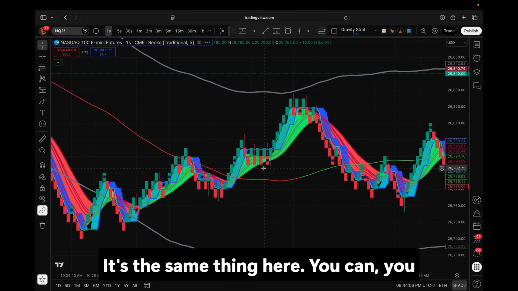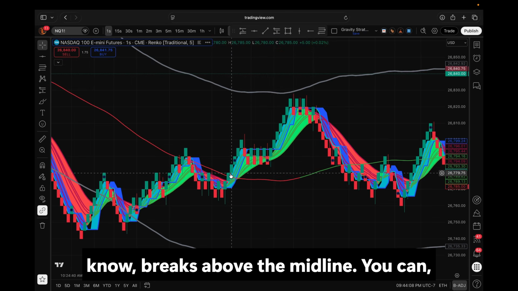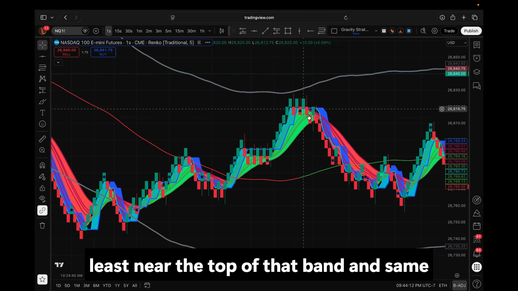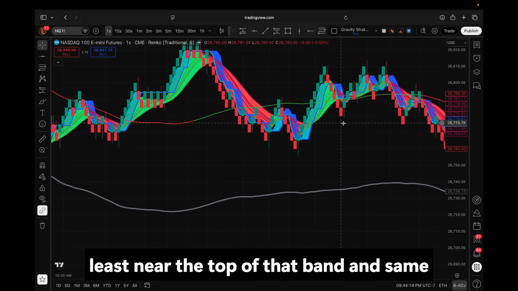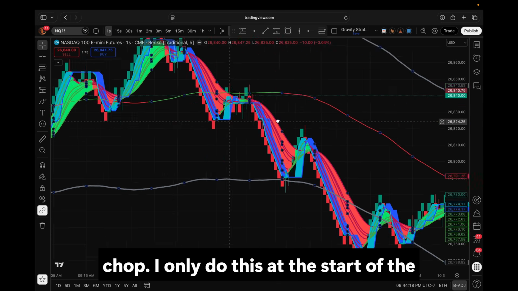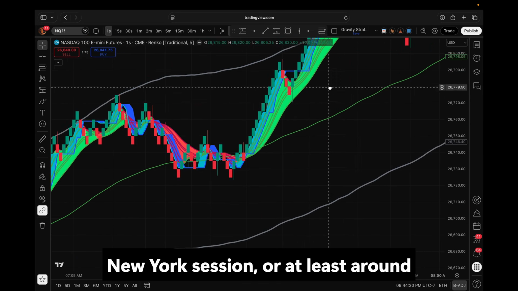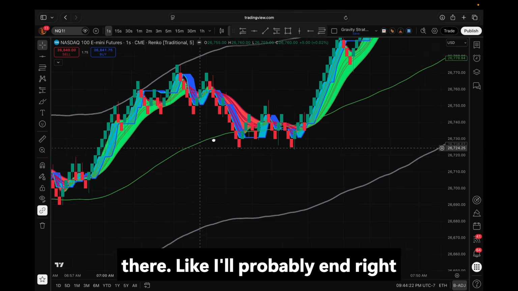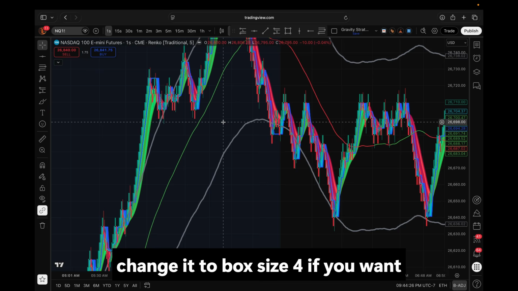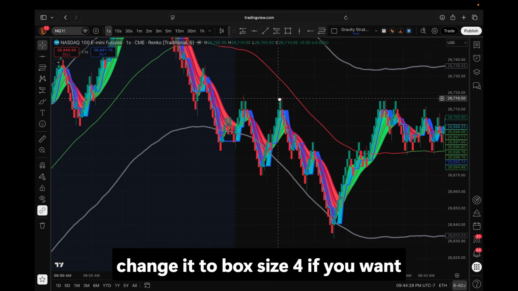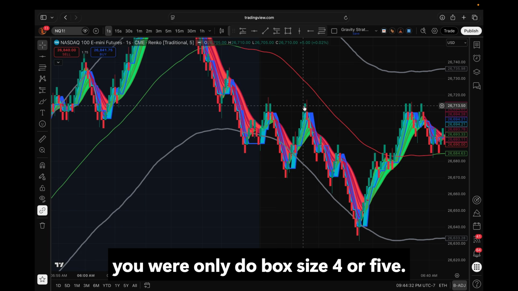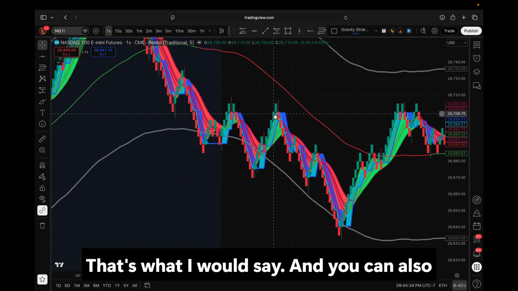And same thing here. You can break above the midline, you can enter a trade, trail it to at least near the top of the band. And same thing, but like I said, this will be chop. I only do this at the start of the New York session, or at least around there. Like I probably would have got in right there. You can also change it to box size 4 if you want, box size 3, it just depends. I probably would only do box size 4 or 5, is what I would say.